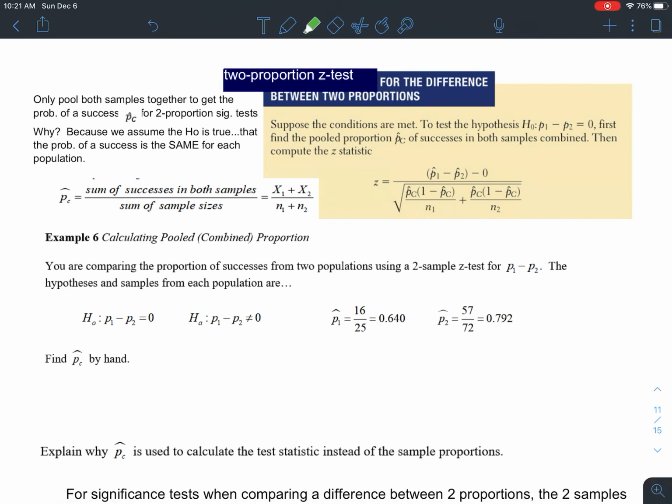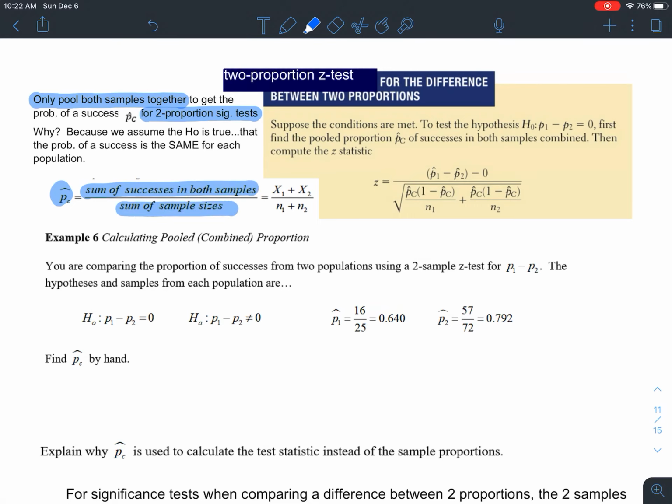Got a little bit of a summary here at the top, and then we'll see if we can try to do this with an example or two. Okay, one thing that I want to make sure that you're okay with is we should only be pooling samples together for 2 proportion sig tests. You would never do this if this was for not comparing 2 proportions, but rather 2 sample means. This is only for 2 proportion sig tests.